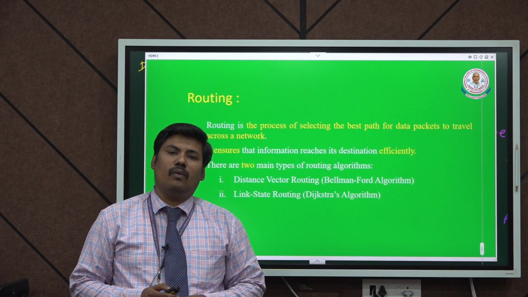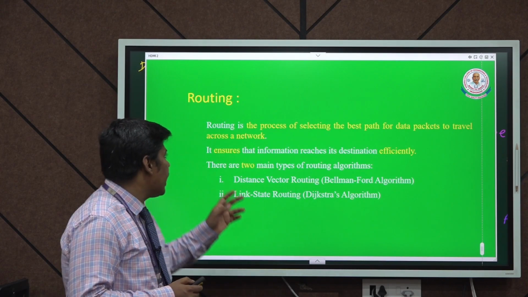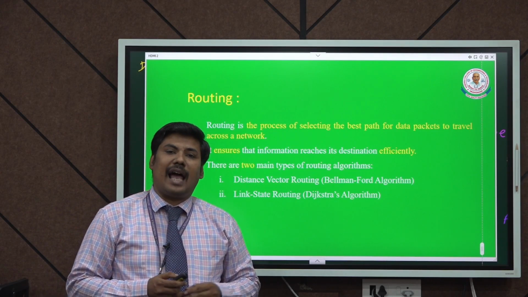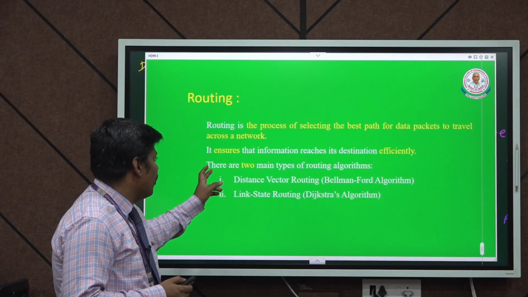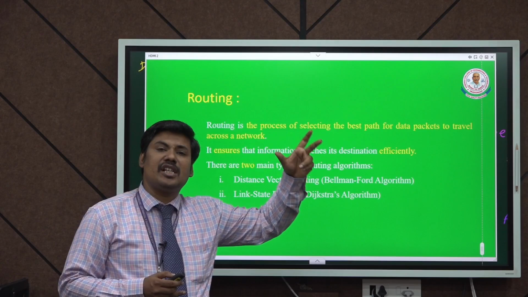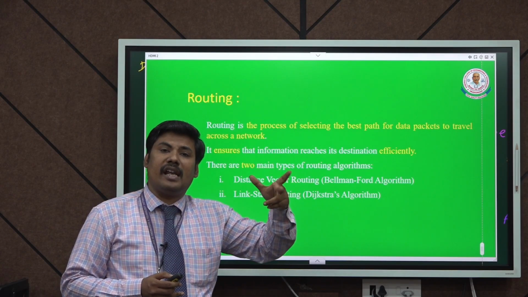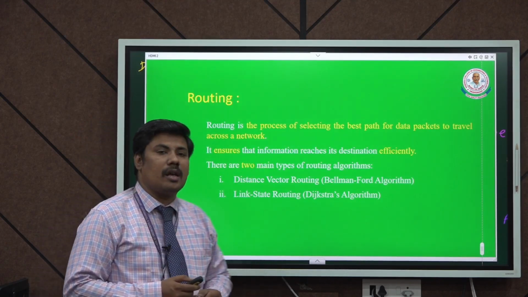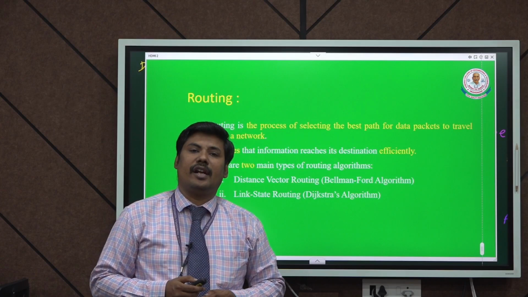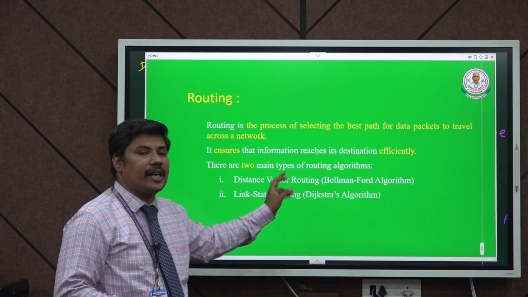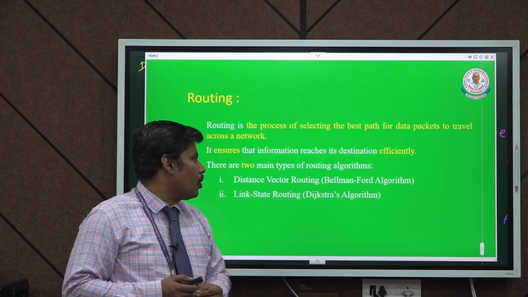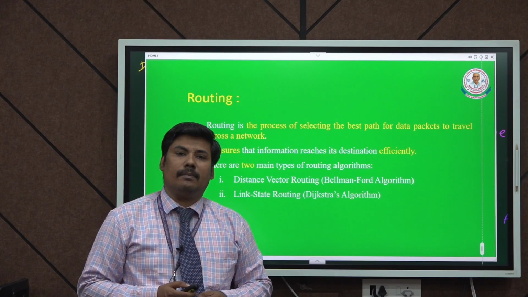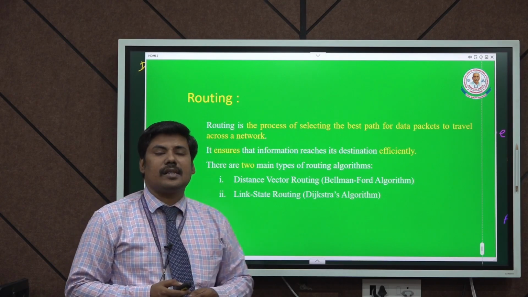Before that, we have to know what is meant by routing. Routing is the process of selecting the best path for data packets to travel across the internet, which ensures the information reaches the destination very accurately and in a very efficient manner. There are two main types of routing algorithms used in modern digital networking technology. First one is distance vector routing algorithm, which is otherwise known as Bellman-Ford algorithm, and second one is link state routing algorithm, which is known as Dijkstra's algorithm.